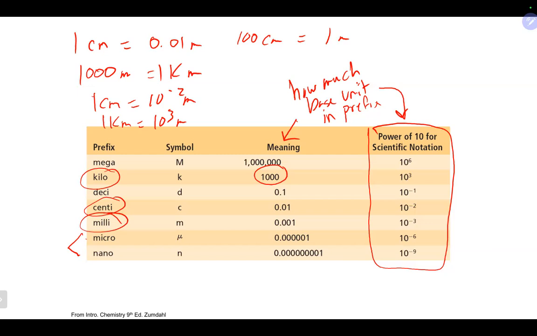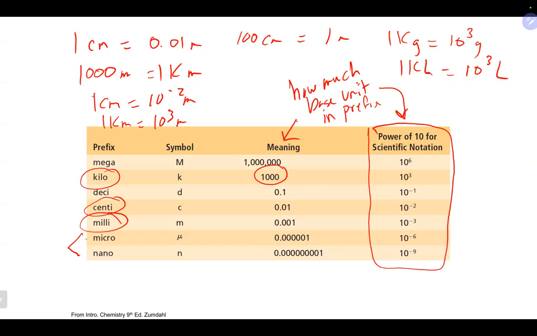Now, it doesn't matter what the base unit is. The prefix works the same for everybody. So if I didn't have meters, but I had 1 kilogram, that would be 10 to the 3 grams. So it works the same here. The base unit is grams on both of them, but the prefix works the same. Also, if I had 1 kiloliter, that would be 10 to the 3 liters. So again, it doesn't matter what the base unit is, the prefix works that way.